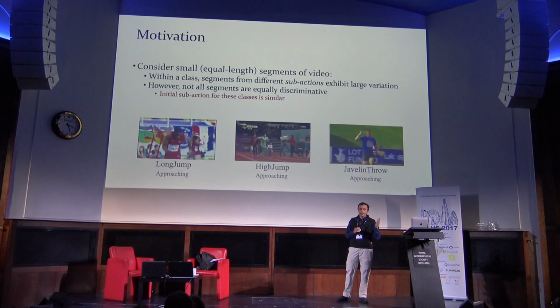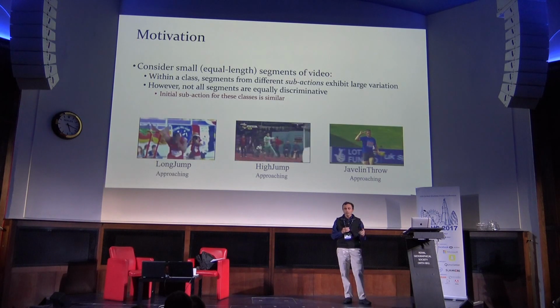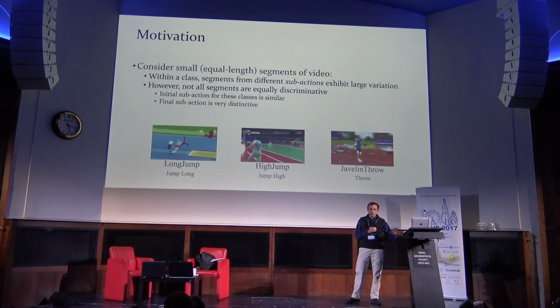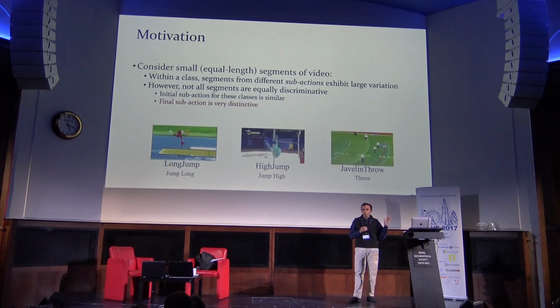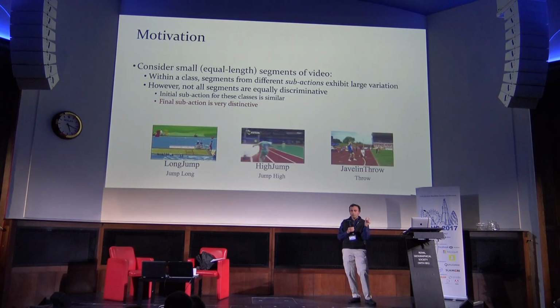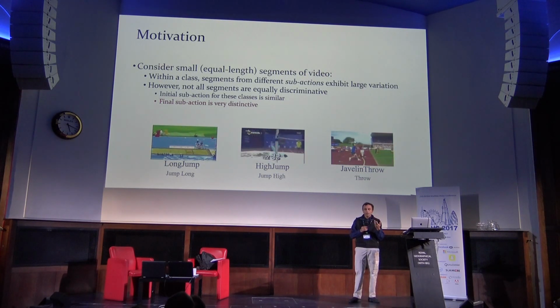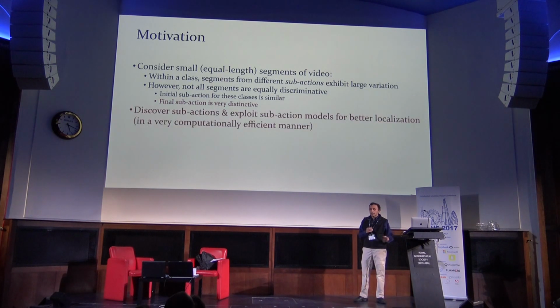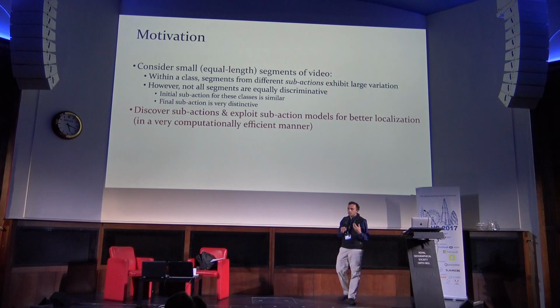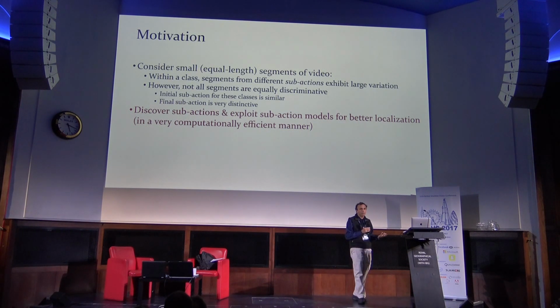If you take something like long jump versus high jump versus javelin throw, that initial approach looks very, very similar. So the initial sub-action for the class is similar, but then the final action might be very distinctive. So if your goal is to take video and chop it up into small equal segments, you can't simply ignore this fact. And the question is, in this work, what we look at is, can you actually discover these sub-actions in a fully automated way and exploit these sub-action models to do better localization, but do it all in a very computationally efficient manner?